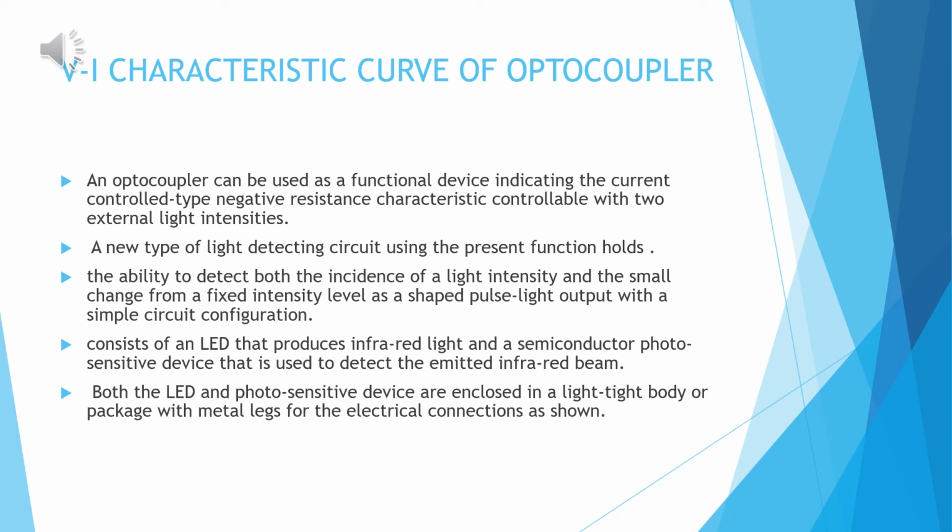An optocoupler can be used as a functional device indicating the current control type negative resistance characteristics controllable with 2 external light intensities. A new type of light detecting circuit using the presence function holds the ability to detect both the incidence of a light intensity and the small change from the fixed intensity level as a shaped pulse light output with a simple circuit configuration.